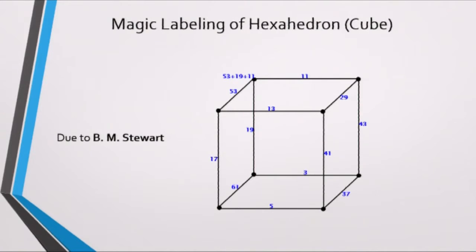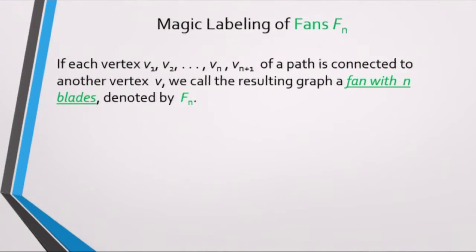Using only prime numbers at every edge, come up with another prime number, 83. And then he also gave a magic labeling for fan graphs.